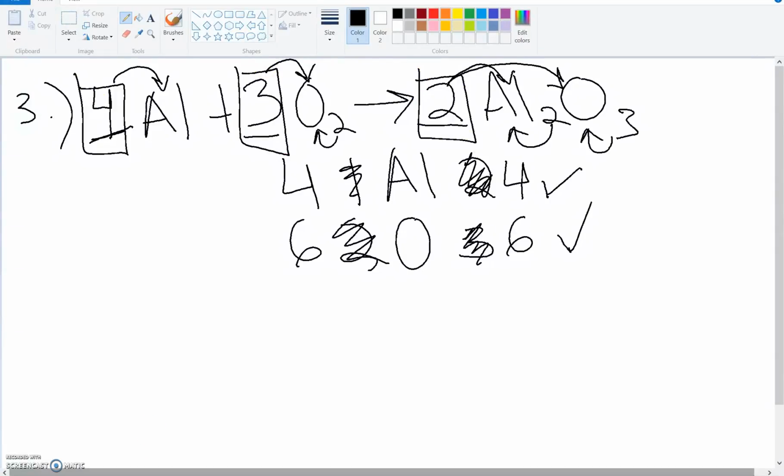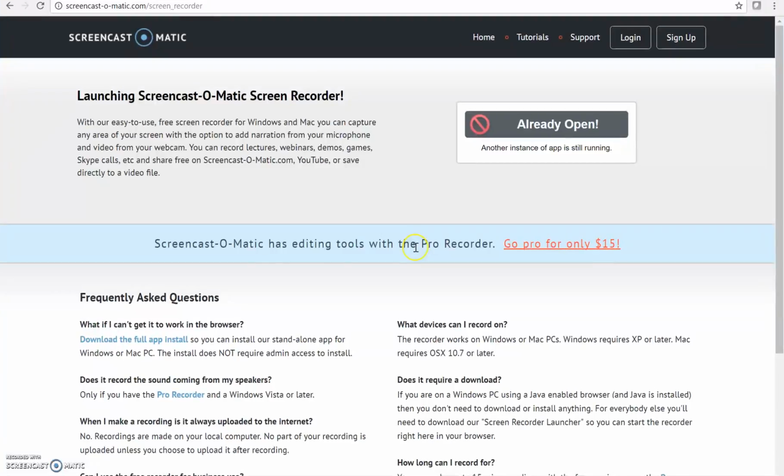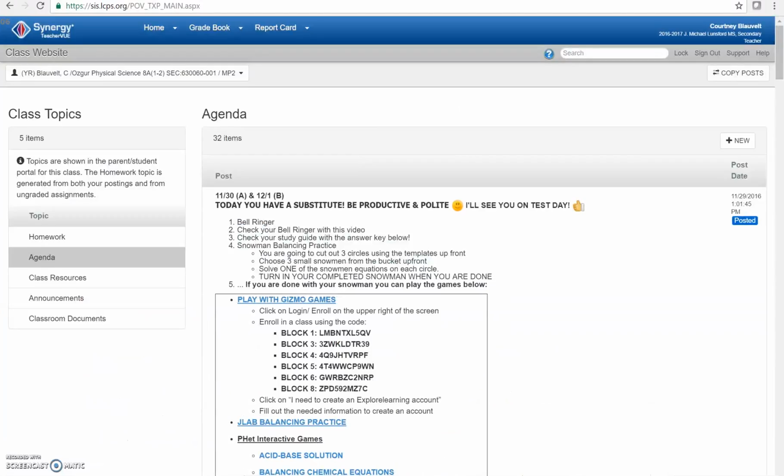All right, so now that we have done all 3 of our bell ringer questions, let's go back to our agenda. And, okay, so we did our bell ringer, we checked our bell ringer.